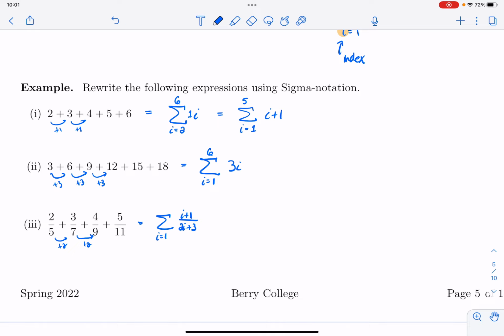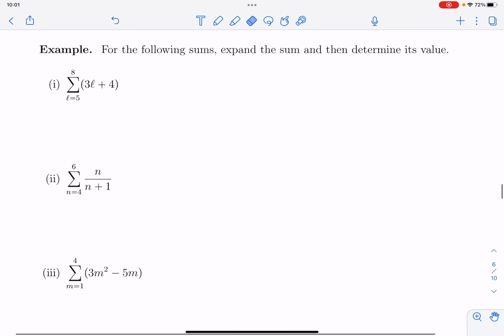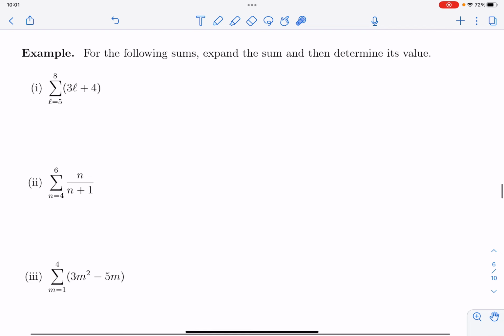Oh, somehow I lost my 4 here. We'll practice the reverse real quick. For example, here I have a bunch of sums and I want to write them out and determine their value. And this one's not so bad. Here I just want to plug in the index values. So L equals 5 is going to give me 15 plus 4 is 19. Plus, when I plug in L equals 6, I'm going to get 18 plus 4 is 22. Then L equals 7, I'm going to get 21 plus 4 is 25. And L equals 8, I'm going to get 28. And so that's going to be some final number.